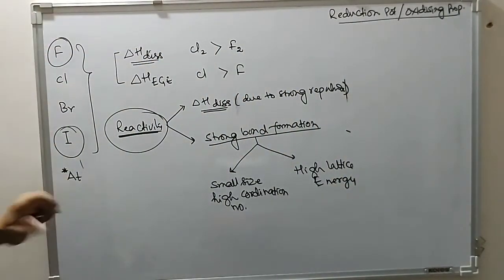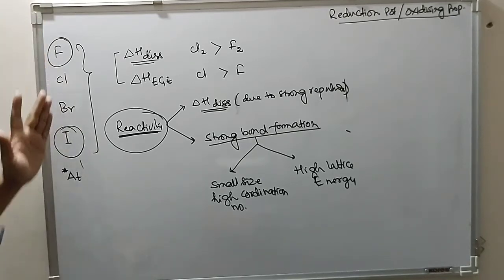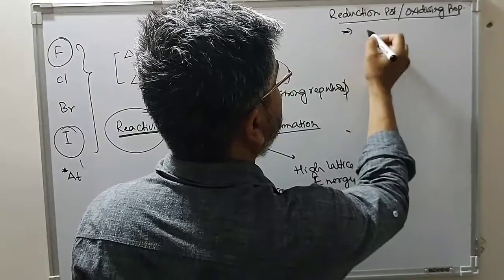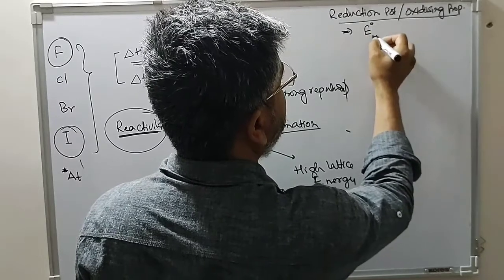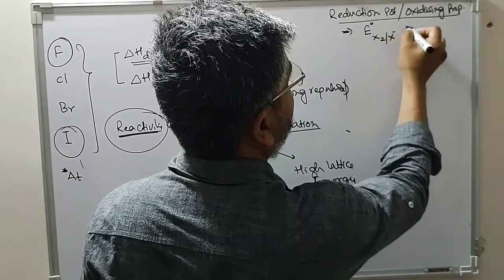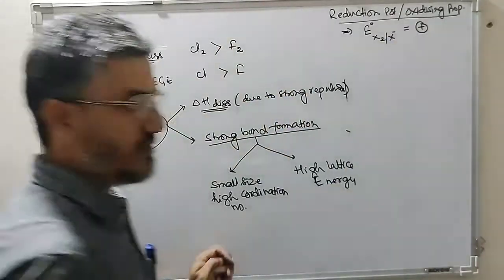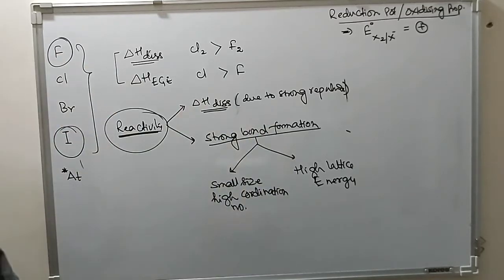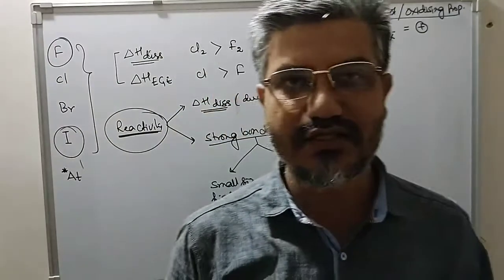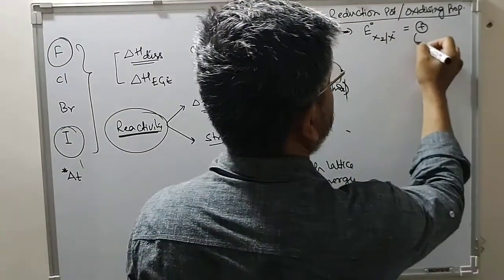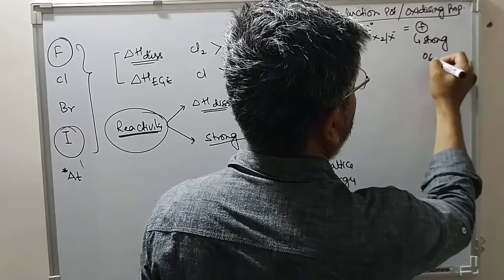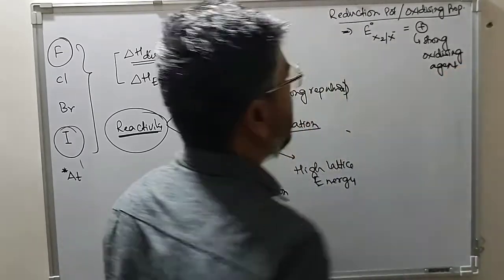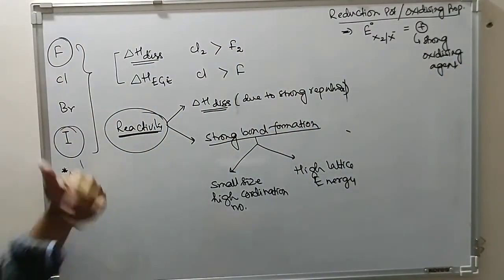Now for these elements, fluorine, chlorine, bromine, iodine, all the halogens, the standard reduction potential, E reduction, is always positive. If the reduction potential is positive, this simply means these are strong oxidizing agents. So simply saying, all these elements are strong oxidizing agents.